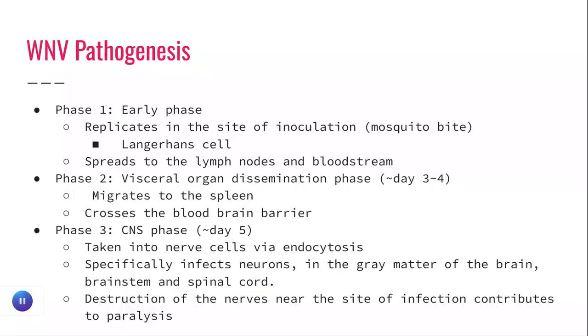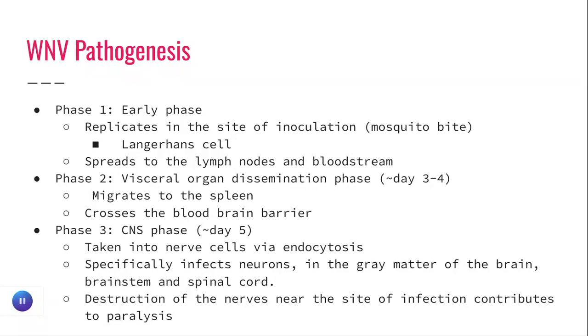For pathogenesis, this virus can be separated into about 3 phases. There's the early phase, which starts with a mosquito bite, where the virus will replicate in the site of inoculation, or the mosquito bite. It replicates in the Langerhans cell, right? And then the Langerhans cells spread to the lymph nodes and the bloodstream.